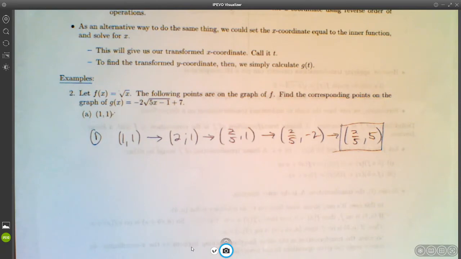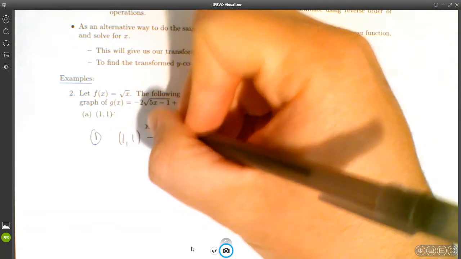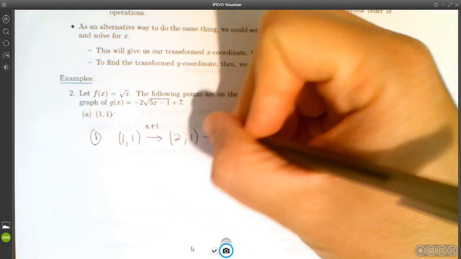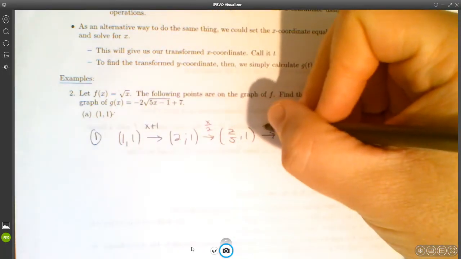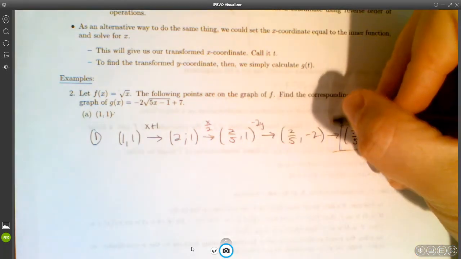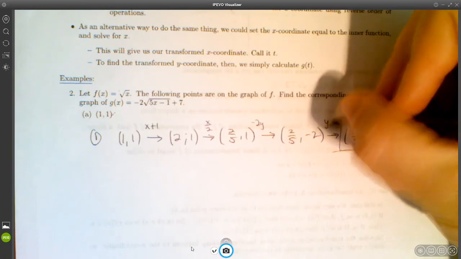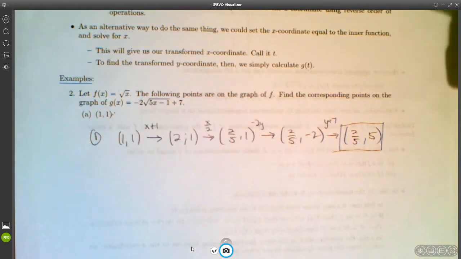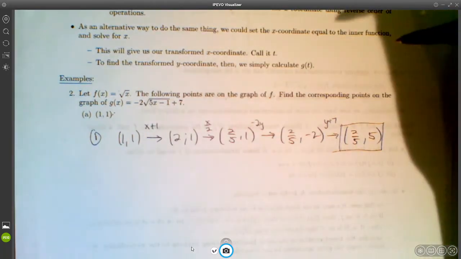So there's one way of doing it, and you can keep track of what we did, right? We added 1 to x, and then we divided x by 5. Here we multiplied y times negative 2, and then we added 7 to y, right? So you can kind of keep track of each of the transformations. Here's another way to do the same thing.